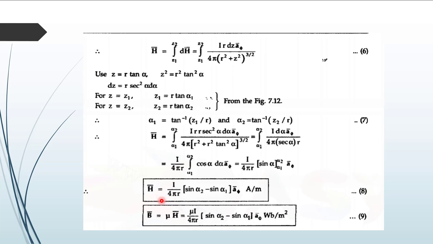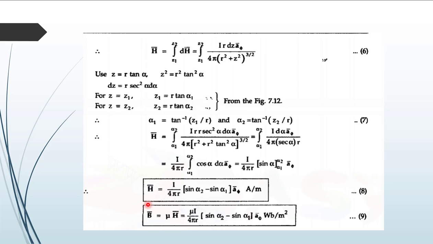So the final equation of h is equal to I upon 4 pi r in bracket sin of alpha 2 minus sin of alpha 1 into a phi cap ampere per meter, where alpha 2 is the angle made by the upper end of the filament and alpha 1 is the angle made by the lower end of the filament.